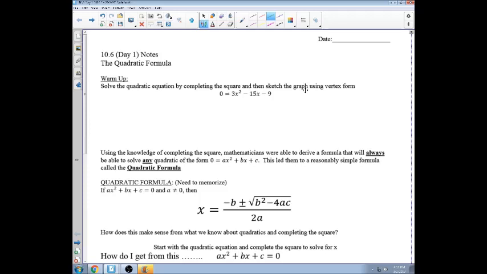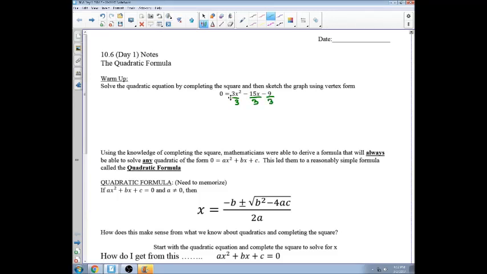This lesson is for my Algebra 1 class. It is 10.6, Day 1 Notes, the quadratic formula. We have a warm-up. Solve the quadratic equation by completing the square and then sketch the graph using vertex form. What you're going to notice is that all of the numbers in that equation are divisible by 3. So we're going to go ahead and divide everything by 3 to start off this problem.